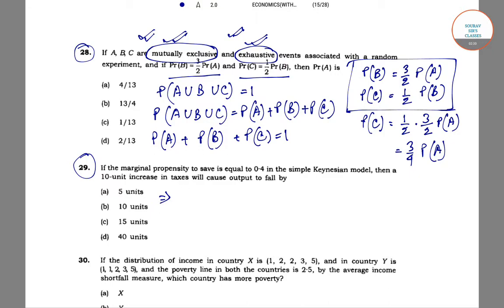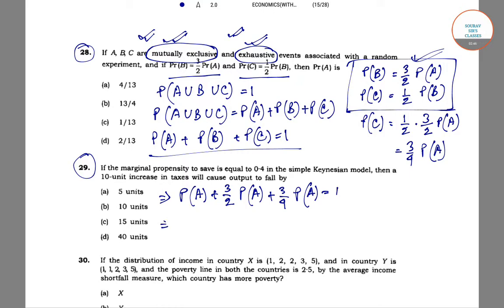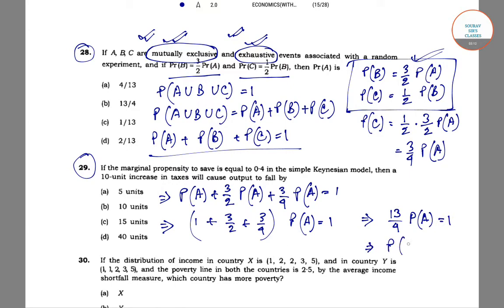Now from this equation, probability of A plus probability of B plus probability of C, we will replace the values of probability of B and probability of C in terms of probability of A. So probability of B is 3 by 2 probability of A, plus probability of C, we have found that 3 by 4 into probability of A. The summation is equal to 1. So this is 1 plus 3 by 2 plus 3 by 4, into probability of A, which is equal to 1. So this will be 13 by 4 probability of A is equal to 1. The value of probability of A will be 4 by 13. So our answer is option A, that is 4 by 13 is the value of probability of A.